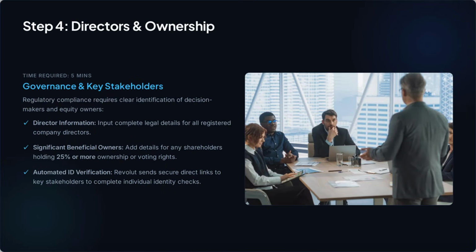After this, you need to focus on the directors and ownership documents. You'll be prompted to input complete legal details of all registered company directors, add details of any shareholders, and Revolut will also have you do an automated ID verification. Here, Revolut will send secure direct links to stakeholders to complete individual identity checks.